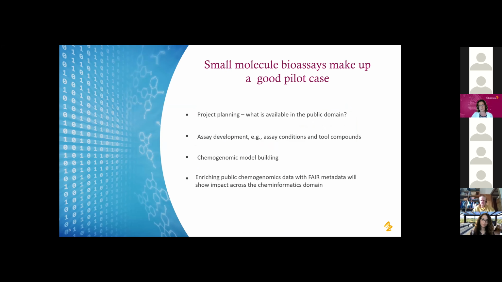And so we wanted to run a pilot case for this operational model. And we thought small molecule bioassays is a good pilot case because there are many different people that can use this type of data. For instance, if you're a biologist, you're going to set up an assay. If you can go into a database and say, hey, for my receptor that I haven't tested yet within my company, what's out there? What are the different assay setups? What's available in the public domain? Or once you're actually going on, what are the tool compounds I can use? What are the assay conditions? If we can get to that level of detail, that would be just amazing.